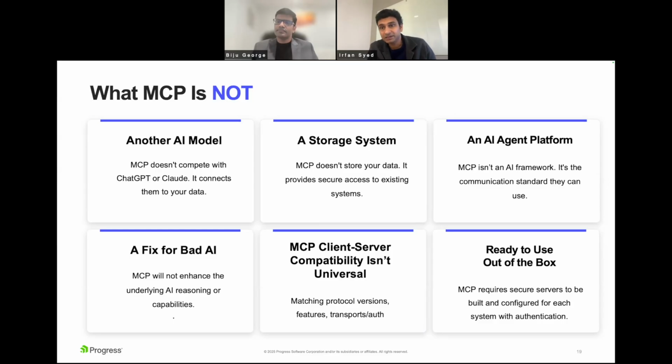MCP client-server compatibility isn't universal, which means that your client might not support all the protocols that the MCP server might support. You might be building an MCP server which has tools, prompts, and resources, but your client might not be supporting all of them. Your client might be supporting only tools and resources.